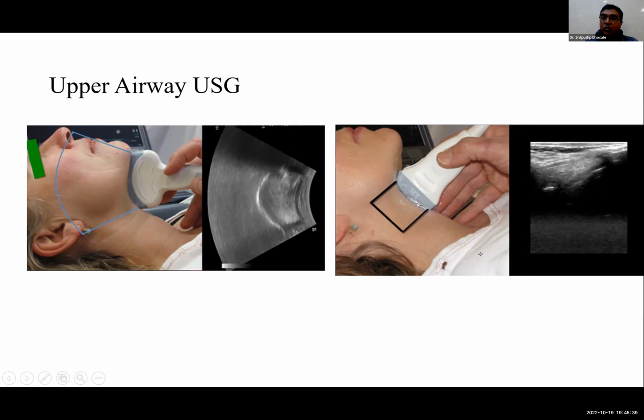You can use linear probes for the anterior neck, simply because it is very difficult to put a linear probe in the submental fossa. So you use a linear probe for by and large most of the applications of the airway.